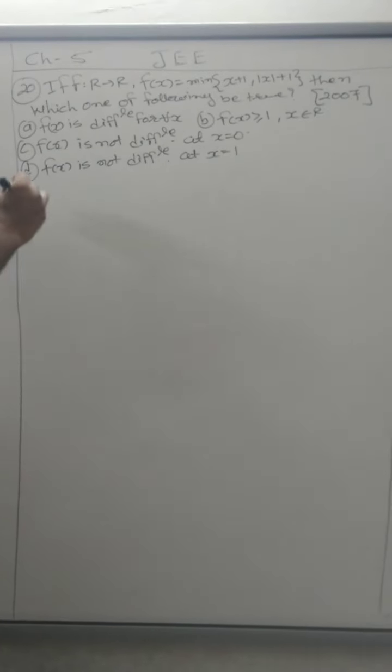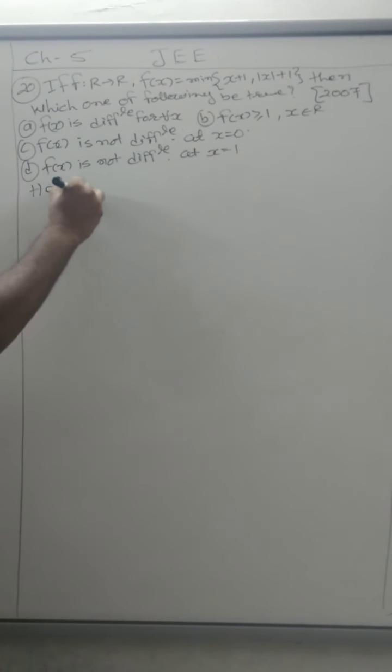20th sum. If f from R to R, f(x) equals the minimum of (x + 1, |x| + 1), then which of the following is true? In 2007 this question was asked. A: f(x) is differentiable for every x. B: f(x) is greater than or equal to 1. C: f(x) is not differentiable at x = 0, and D: f(x) is not differentiable at x = 1. So here this function is given.